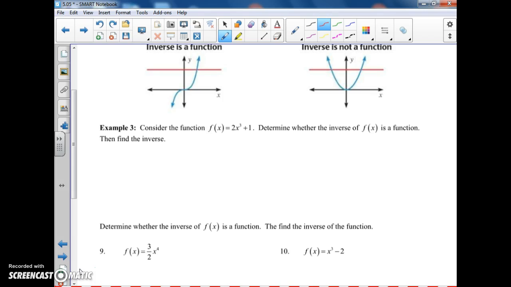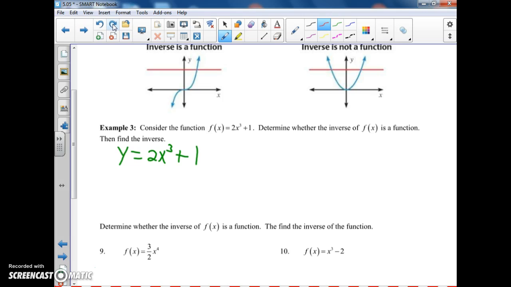Okay, so here's what they're going to say now. Consider this function f of x equals 2x cubed plus 1. Determine whether the inverse of f of x is a function and then find its inverse. So let's go find the inverse. Here we go. Here's the function. Right there. So what's step number 1?